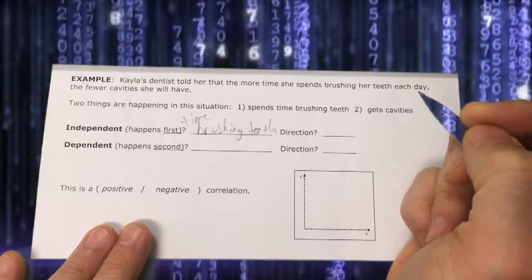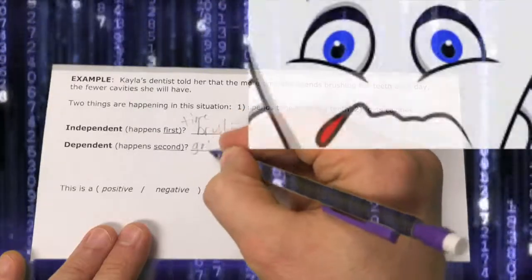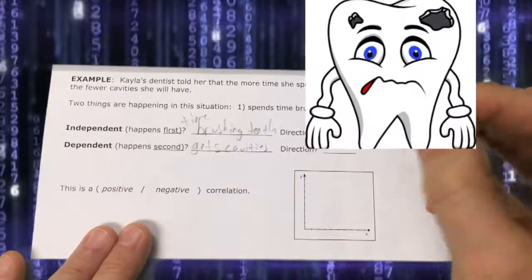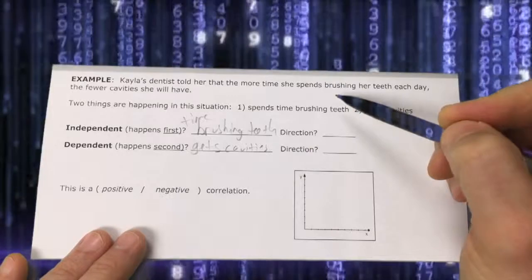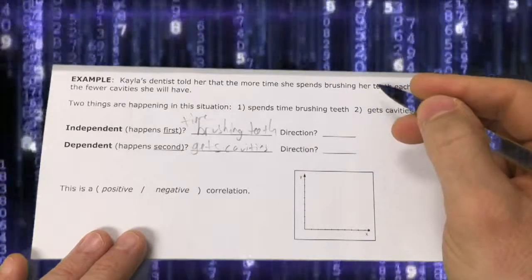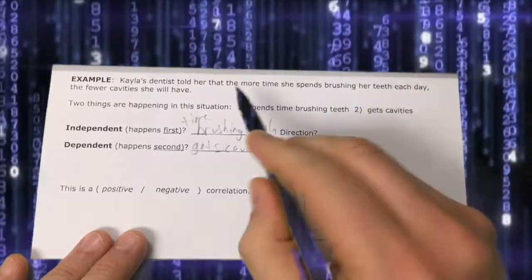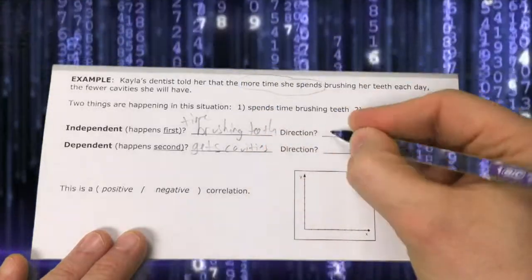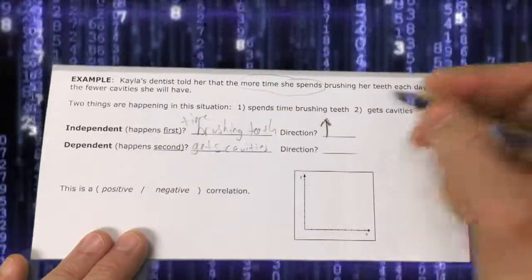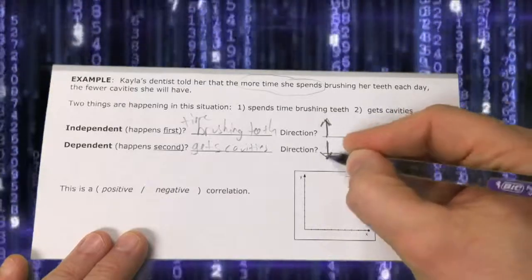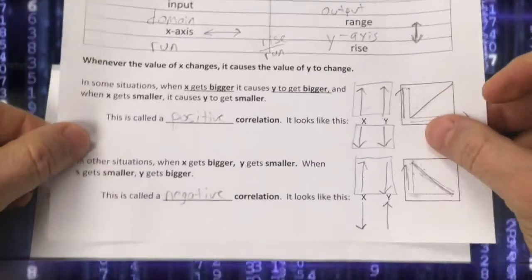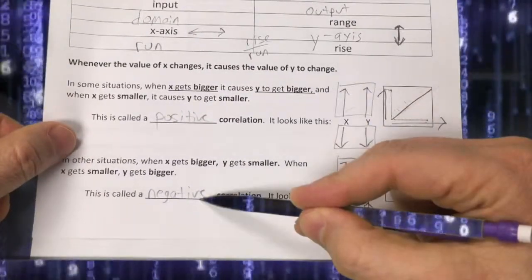Okay? And what's happening second? She's getting cavities. Hopefully not many, right? So what relationship is happening here? Well, if she doesn't spend any time brushing her teeth, she's going to get a lot of cavities, right? But if she spends a lot of time, her dentist is saying, if she spends a lot of time brushing her teeth, as she increases that, what's going to happen to her cavities? They're going to go down. So are these the same direction? Nope, they are opposite directions. So this would be an example of a negative correlation.